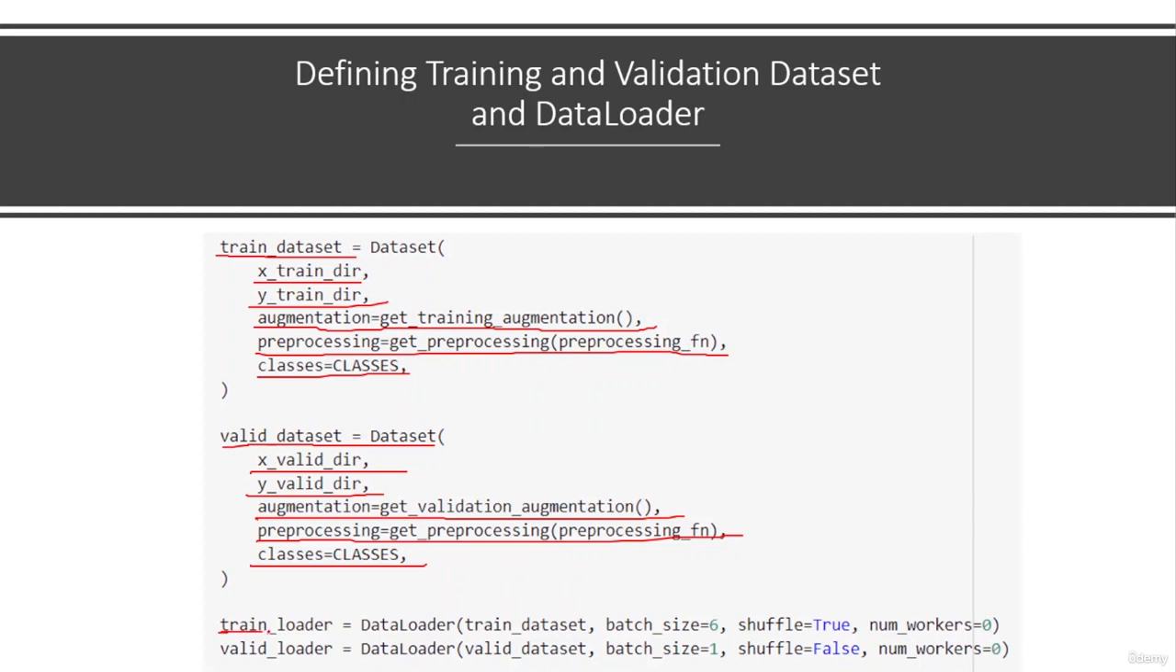And finally, we will declare the training data loader. Here you can see the data loader, and we have passed the training data and batch size equal to 6, and we set shuffle equal to true and number of workers 0. Similarly, for the validation data loader, we pass the validation dataset, batch size is equal to 1. We do not shuffle the data, and number of workers is equal to 0.